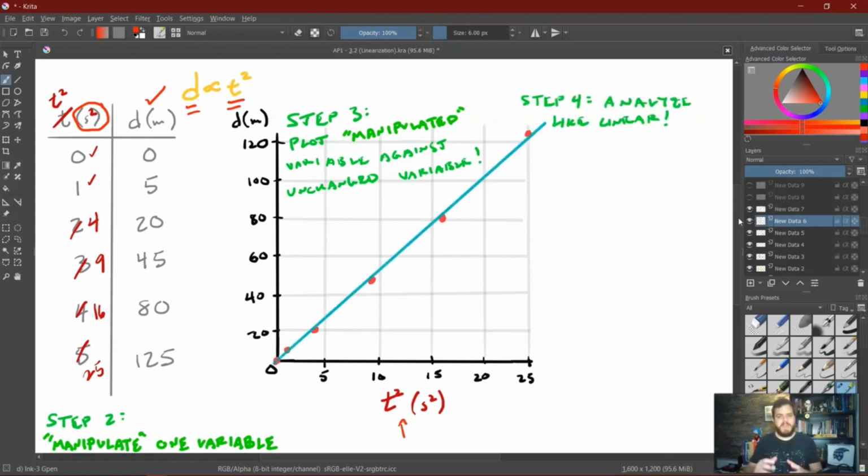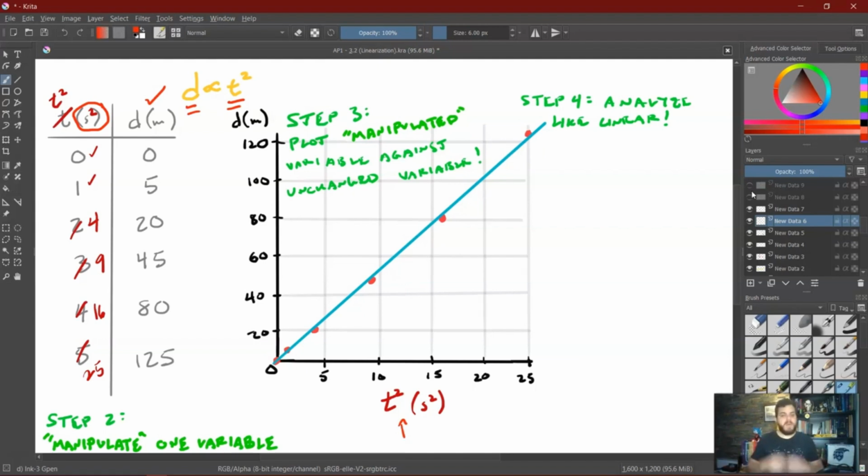We've basically made our curved graph now appear to be a linear graph simply by changing what exactly we are putting on both of our axes. Same overall data that we had originally, just now represented in a slightly different way. So now let's analyze it as though it was a regular linear plot.